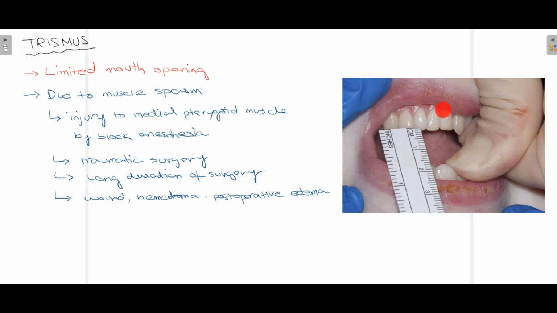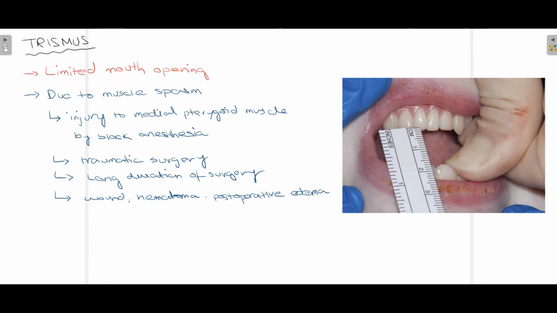For example, in this clinical picture, you can see it is being measured how much the patient can open their mouth, and you can see such limitation is present. There is some force being applied to open the mouth, but it is not opening. So there is some limitation in opening of the mouth, and this is called trismus.